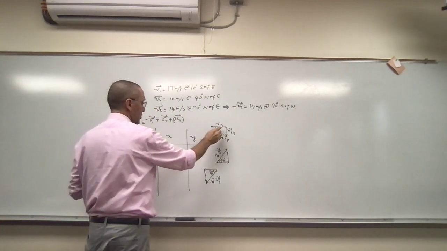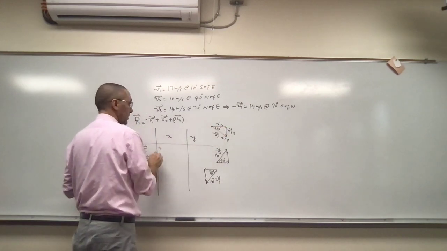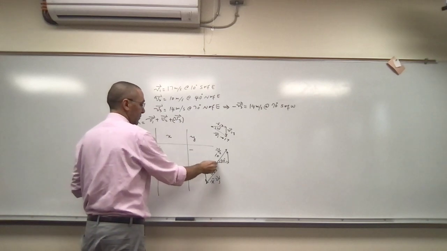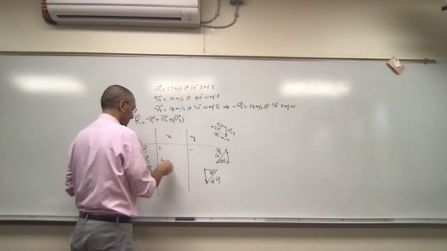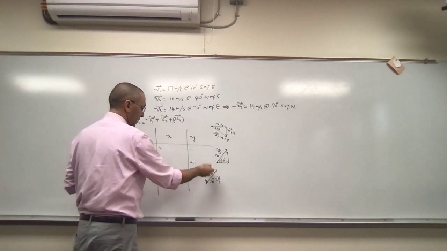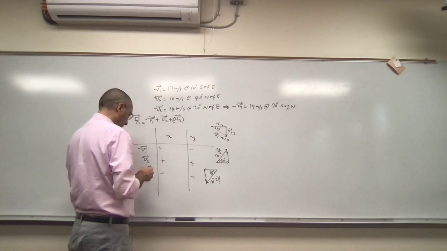I'm going to just look at my drawing. So for V1, the V1x is positive, so I'm going to put a plus here. The V1y is negative, put a minus. For V2, they're both positive, because the calculator will not give you that. For V3, this is negative and this is negative, so they're both negative. Now I'm going to start putting numbers in.